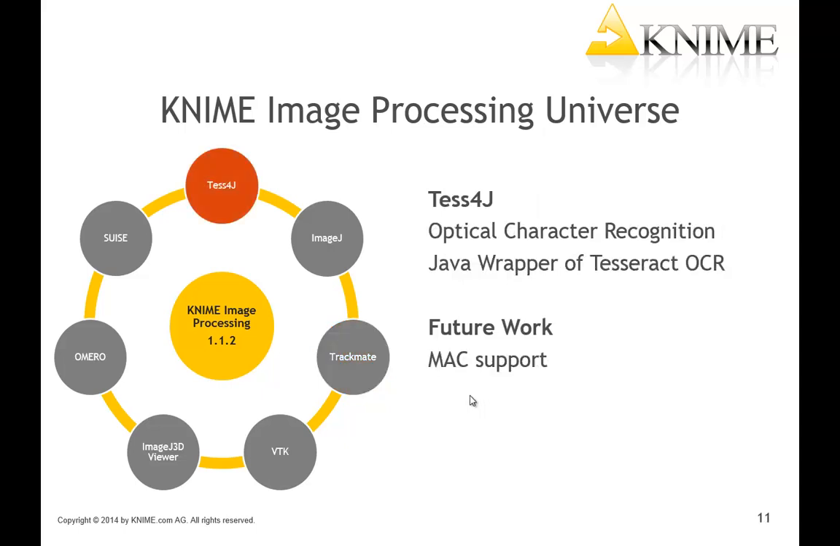We have optical character recognition. A simple Java wrapper for Tesseract OCR is Tess4J, and imagine you have, for example, an image containing text, and then you want to extract the text from the image so that you can further process the data with, let's say, text mining algorithms. And there we have one node, the Tess4J integration.